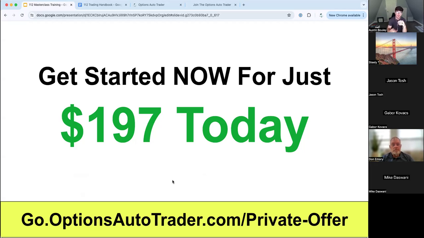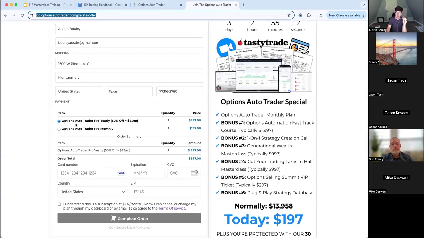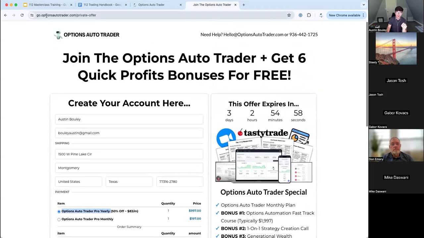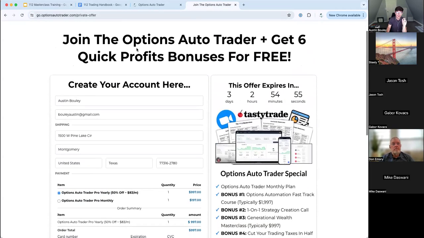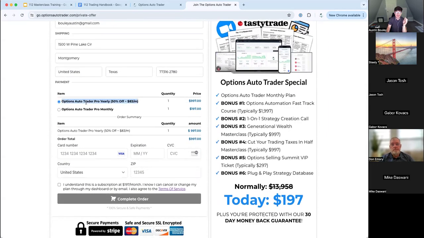Now, for some of you guys, you may be saying, Austin, you always had the $197 per month deal for the Options Auto Trader. And well, you're right. The deal here is this. I'm giving you access to this, again, the page that you go to when you go to go.optionsautotrader.com/privateoffer. And I'm giving you access to the pro plan, the yearly plan, for 50% off. That's equivalent to $83 a month.